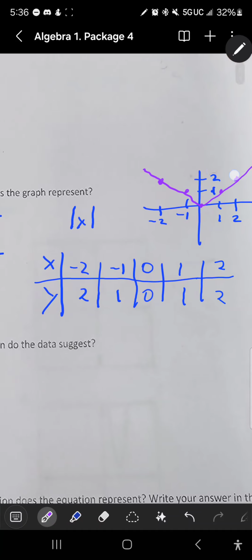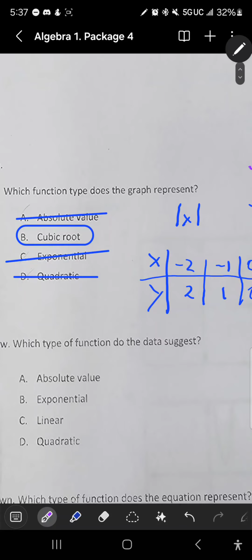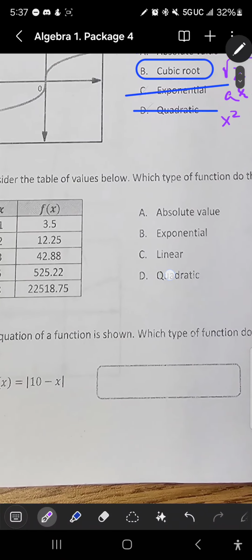So you can do that for every question that you see. You just need to know this is an absolute value equation, a cubic needs to be this, an exponential is any number to the x, and a quadratic is x to the 2. Now, what type of function does the data suggest?